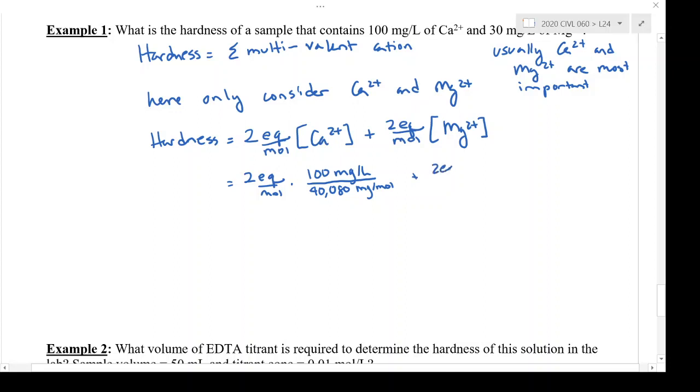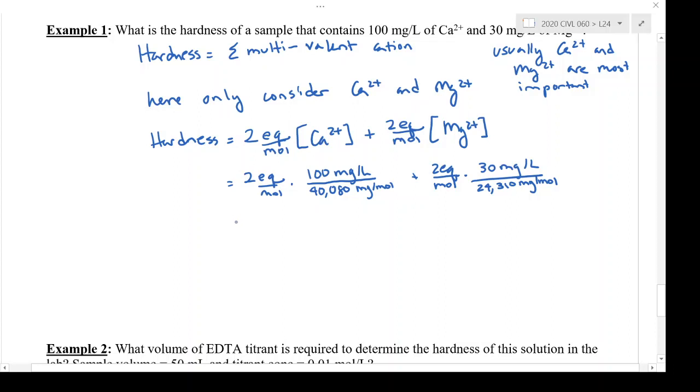And then similarly, this is going to be 2 equivalents per mole times, let's see, we've got 30 milligrams per liter. And this is 24,310 milligrams per mole. And then if you had other multivalent cations that were important in your solution, you would just have more terms here.